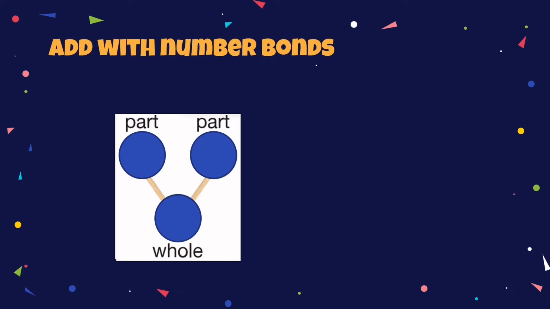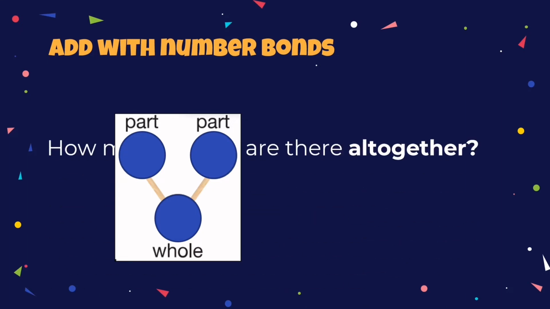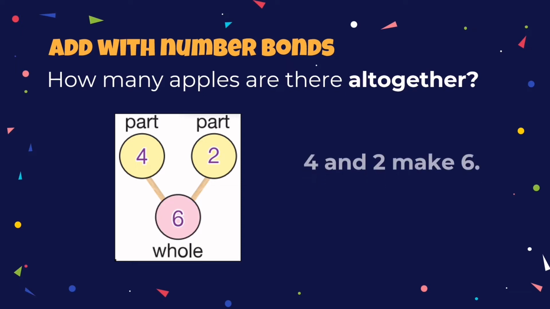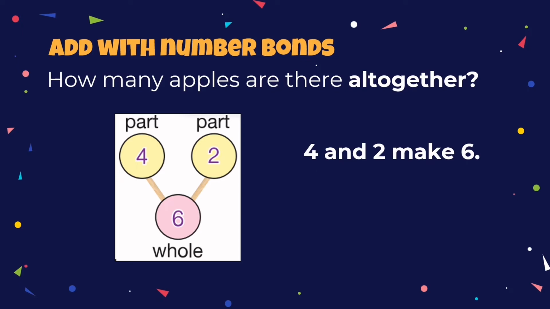The other way that we have is to add with number bonds. Last week we discussed about number bonds, right? It is the simplest way to add. So, how many apples are there altogether? We're going to divide into 2 parts. We have 4 red apples and 2 green apples. So 4 plus 2 is equal to 6. So 4 and 2 make 6.